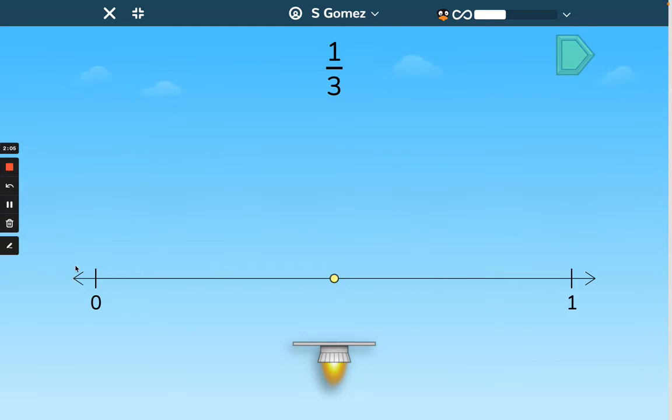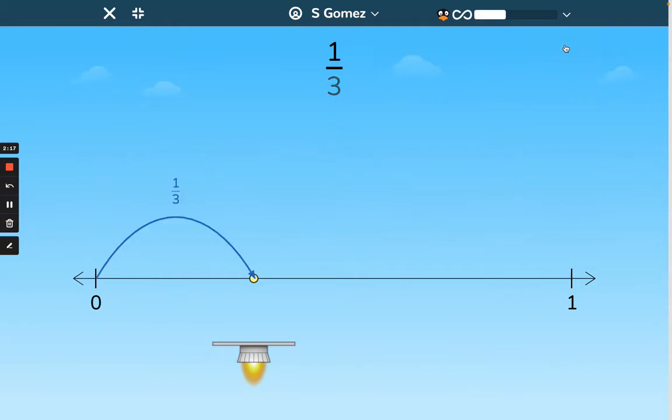So I can think, maybe 0 to about here. If that's about 1/3, and I do another jump about that much, maybe that's 2/3. Then you can visualize it that way, and you're going to be able to figure out where you need to go.